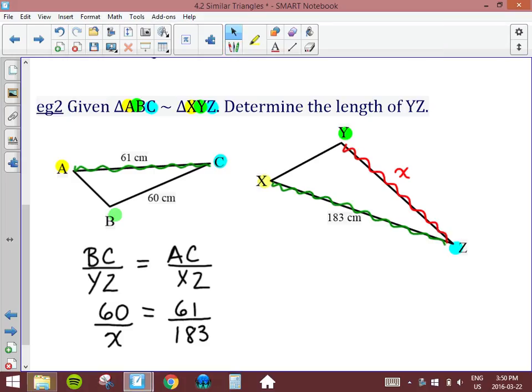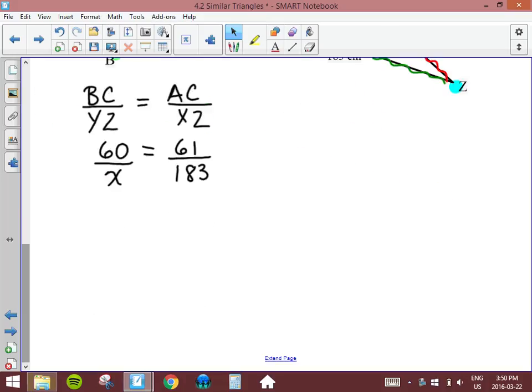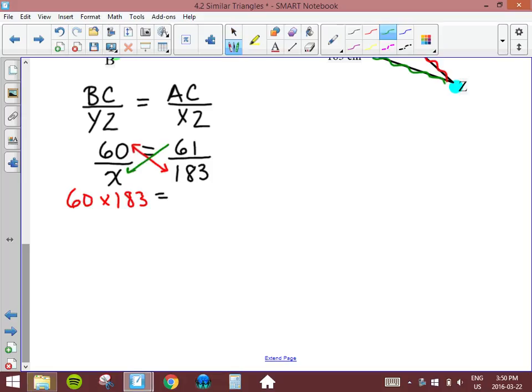At this point, I could use two different methods to solve this ratio. I could use isolation by flipping both sides of the ratio and then multiplying to get rid of the 60. Or I could use cross multiplication, and that's what I'm going to show you here. So I'm going to do multiplying 60 times the bottom on the other side, 83. And then on the other side of the equal sign, I'm going to do the top to the bottom again, 61 times x.